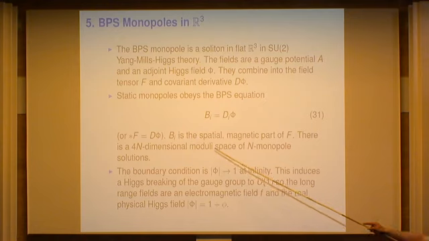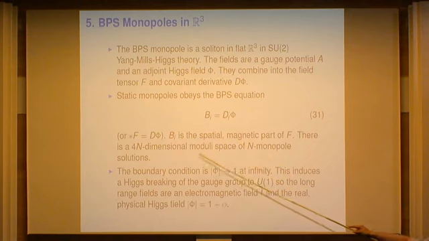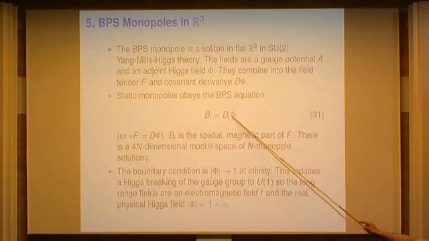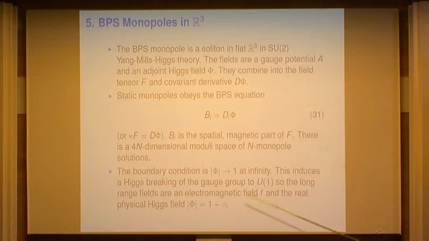B physically is the spatial magnetic part of F. Although the field tensor is a 2-form, B is really a 1-form, and so you can identify it with D phi as a 1-form. There's a 4n-dimensional moduli space of n-monopole solutions. I won't go through all the details of defining a Chern number, talking about the topology, or proving existence of solutions, which was originally done by Taubes. There's a big technology to this, and these are the results that emerge.